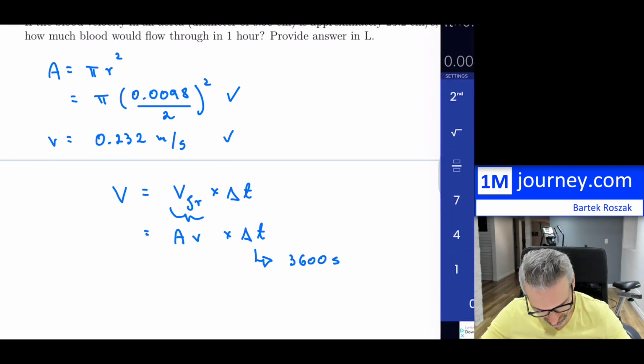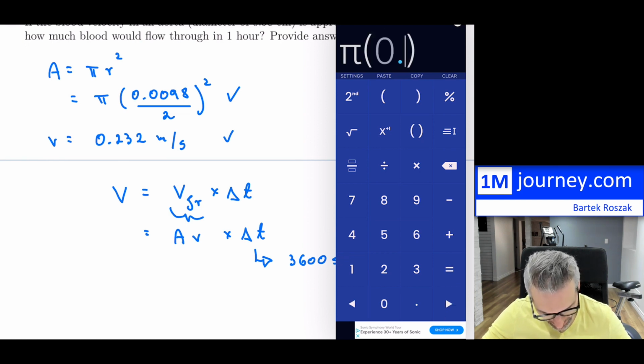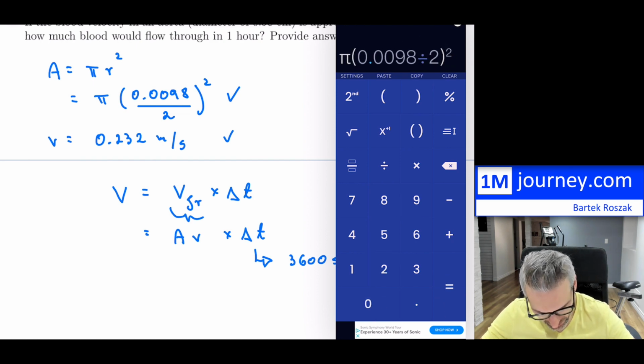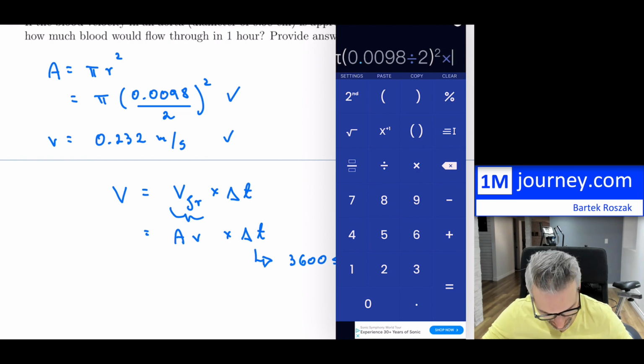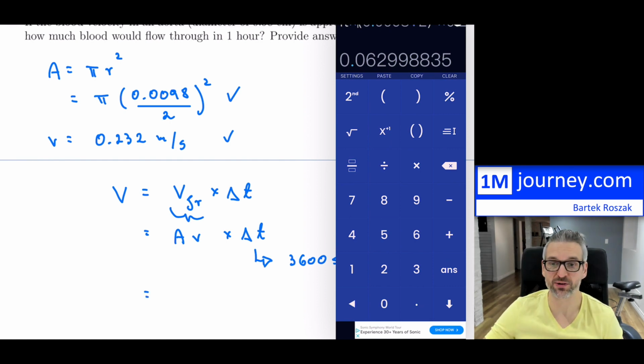So now, if I take all of this into consideration, let's take a look at what we're going to get. Here's my pi, so my r, which is 0.0098 divided by 2. This whole thing is squared, multiplied by 0.232, that's the speed, and then multiplied by the time, which is an hour. Okay, so there you have it. Now this is in meters cubed, so if you want it back in liters, you have to multiply it by 1,000.